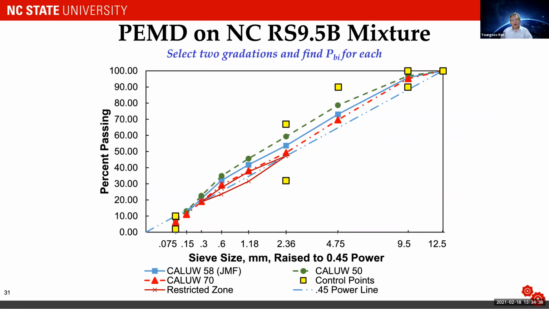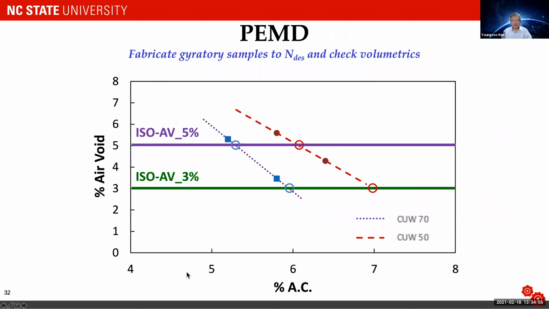And we use the Bailey method in PEMD. So if you have an existing gradation, then we use the Bailey method to widen the gradation. So you get this green and you get this red gradation. Those are 2 gradations that we'll be testing. And then we do something similar to Superpave volumetric mix design. We get these 4 points compacted to Ndesign.